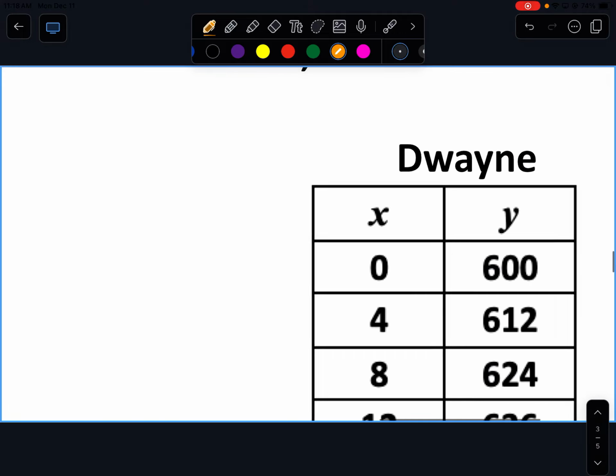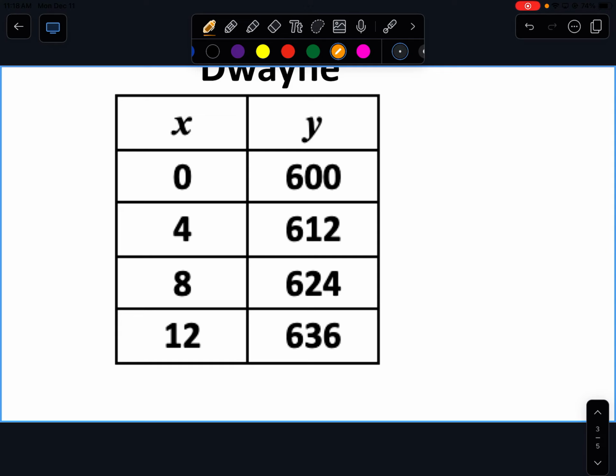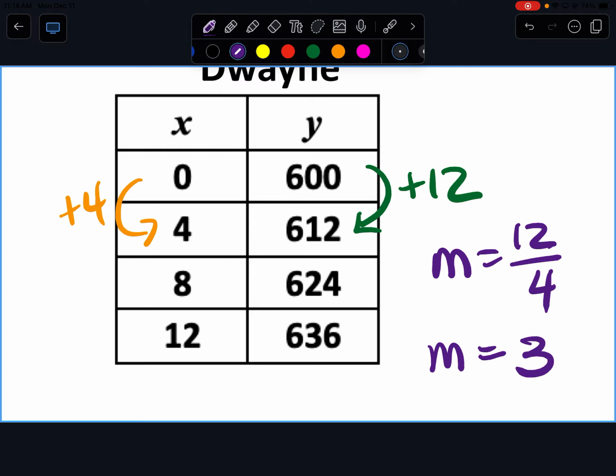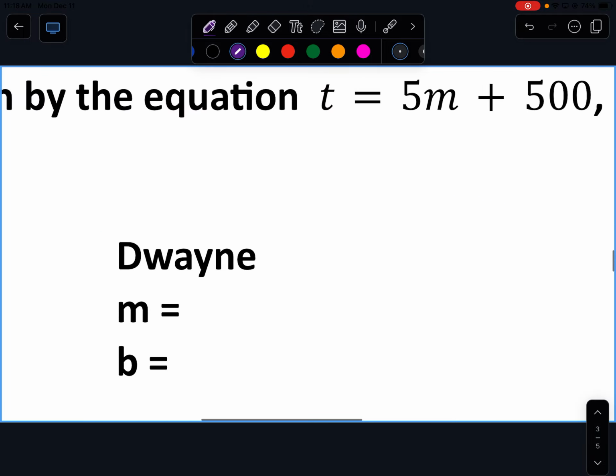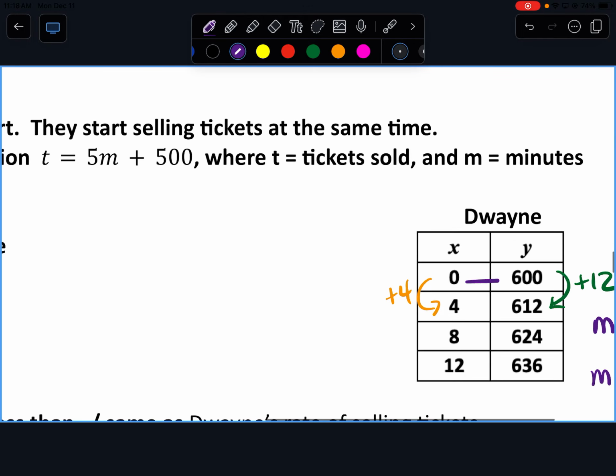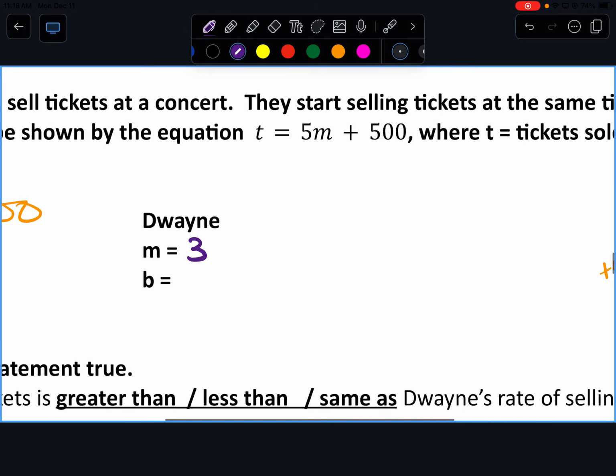Let's look over here. I should have picked a different color. Sorry about that. From here to here, we do plus 12. From here to here, we do plus 4. So the slope for this would be 12 over 4. So that means I would get 3. So my slope on this one is 3. My y-intercept is right there at 600. Okay.